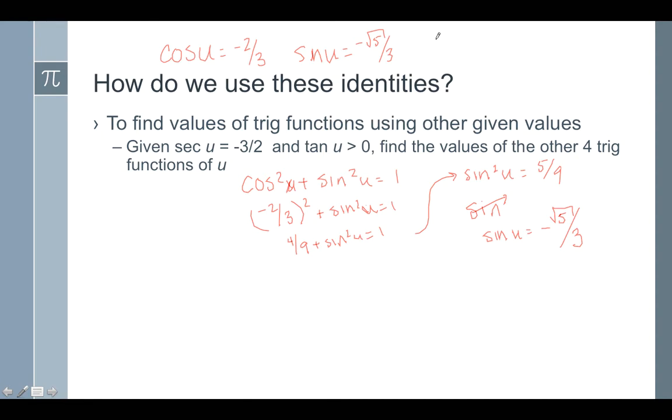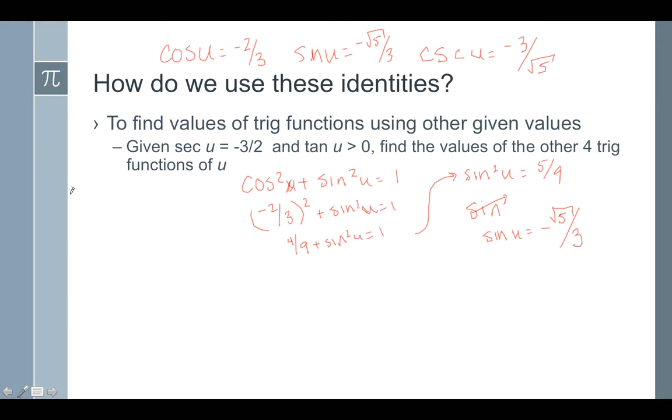Which then will actually give me cosecant of u, which is the reciprocal of that. I'm not going to simplify here, but you should in your homework, obviously. So I get negative 3/5. That's just the reciprocal of sine. And now the only thing left to find is tangent and cotangent.